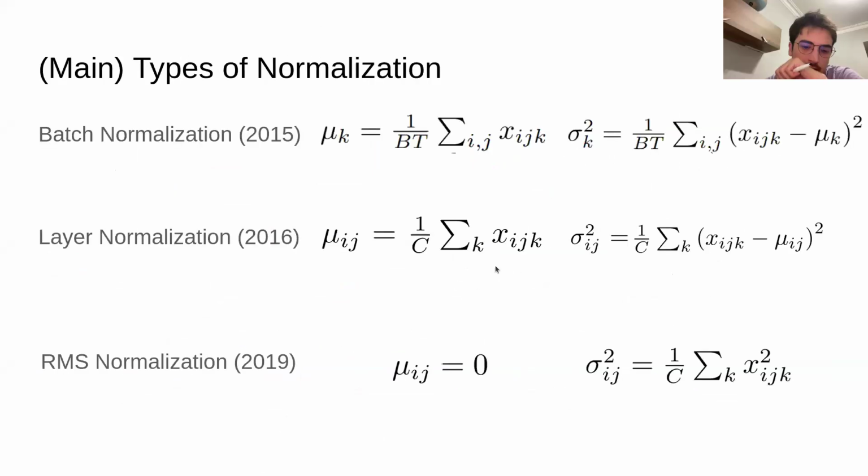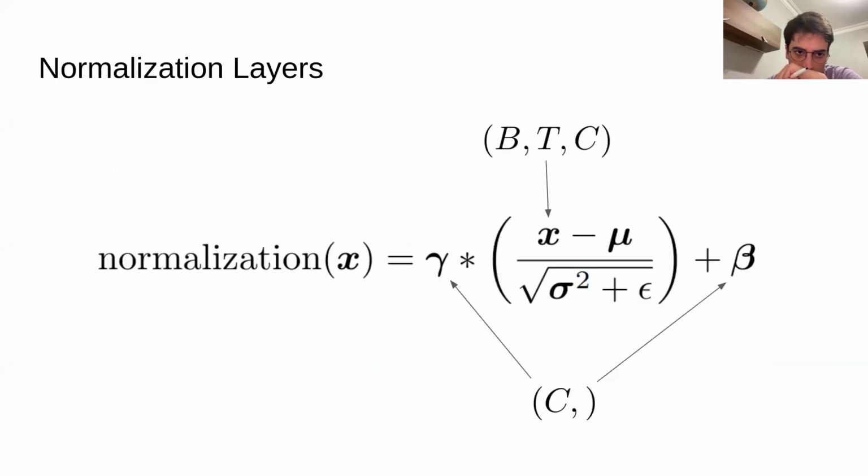May I ask something with the normalization? Sure. The gamma and beta, why is it only per channel?